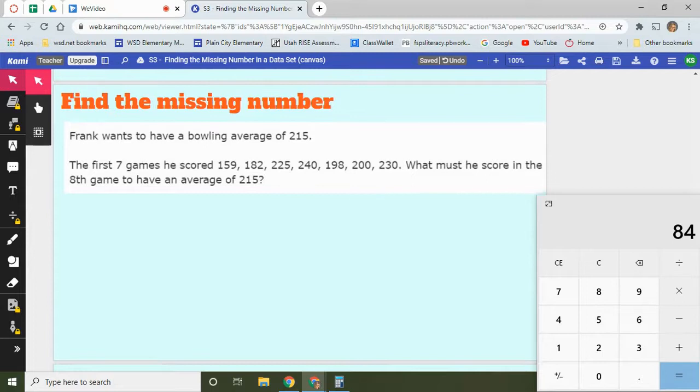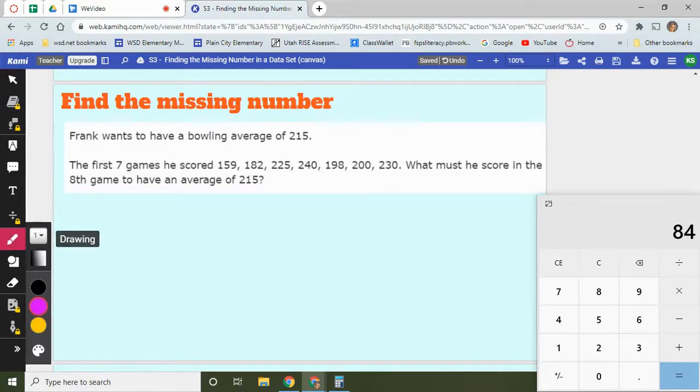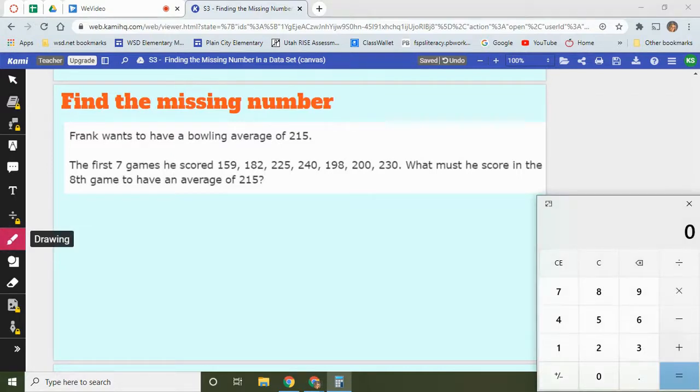Okay, last one I believe of this type, so try this one. And press play when you're ready. Okay, Frank wants to have a bowling average of 215. I would love a bowling average of 215. Bowling sometimes is hard. But the first 7 games he scored, here we go, let's write them down.